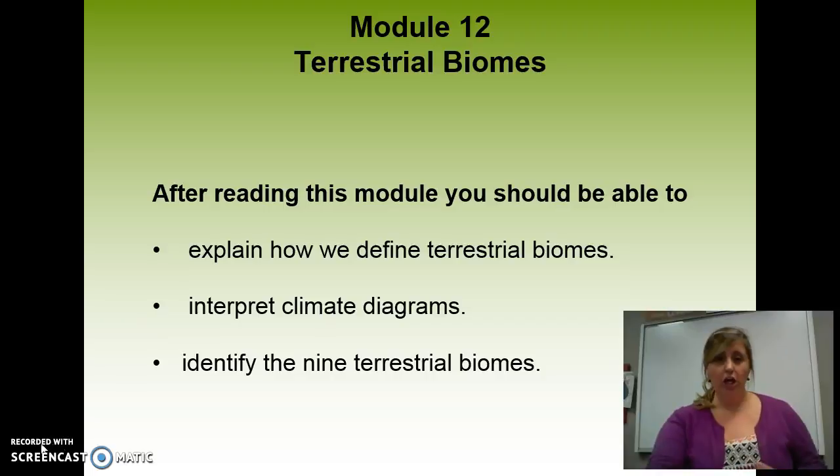So let's get started on these terrestrial biomes. There's three big things that y'all need to be able to do from this module, and that's how do we define terrestrial biomes. We're going to learn how to read climatograms or climate diagrams, and then there's 9 different terrestrial biomes that we're going to actually split up, and y'all are going to help teach the class about your assigned biome.